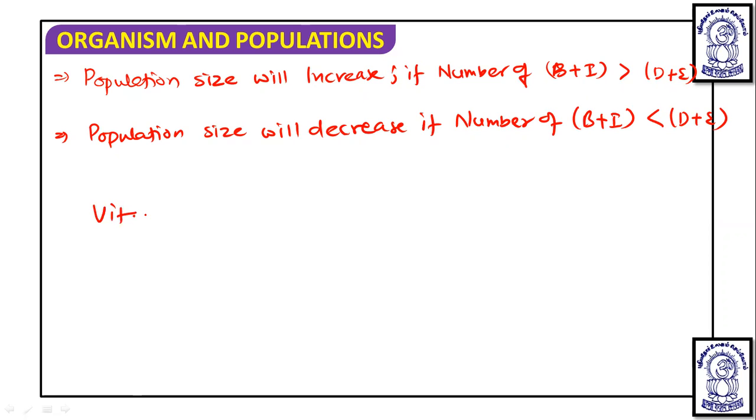Now there is one new term, that is vital index. So vital index is equal to birth rate upon death rate, that is natality upon mortality into 100.